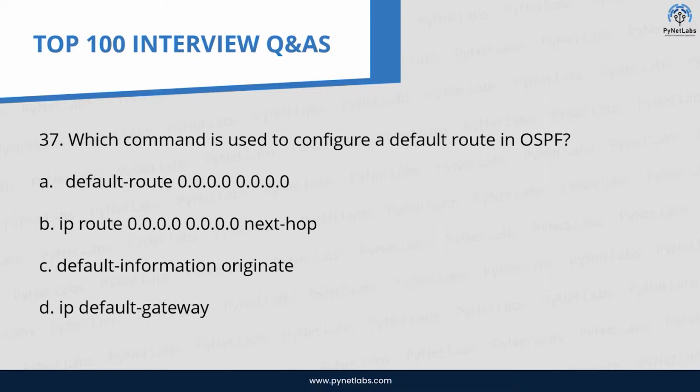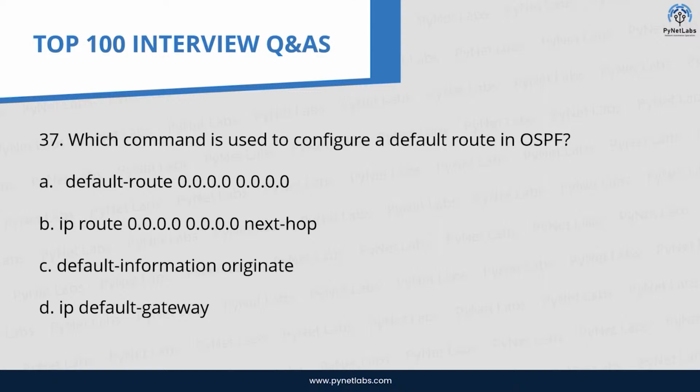Now over here we have question number 37 that says which command is used to configure a default route in OSPF. So talking about the default route in OSPF, you can see that "default route 0.0.0.0" doesn't make any sense, and that's not any kind of command. "IP route 0.0.0.0 0.0.0.0" is pretty much used in default routing scenarios, but this time we are talking about OSPF default route configuration. An "IP default gateway" is not really the command. So option number C, the default-information originate command, is going to be there.